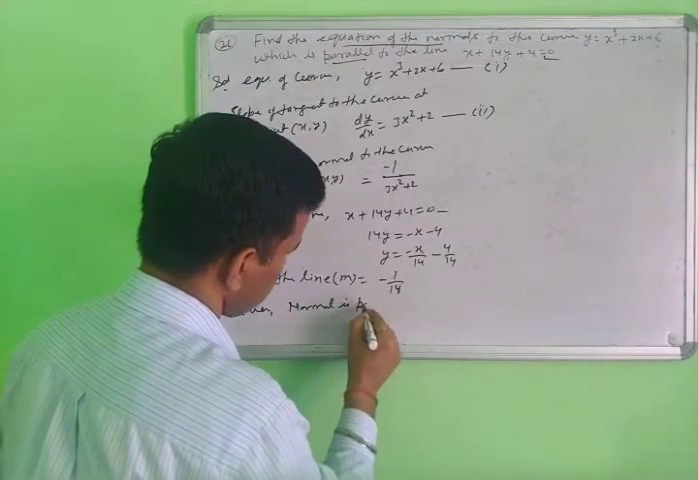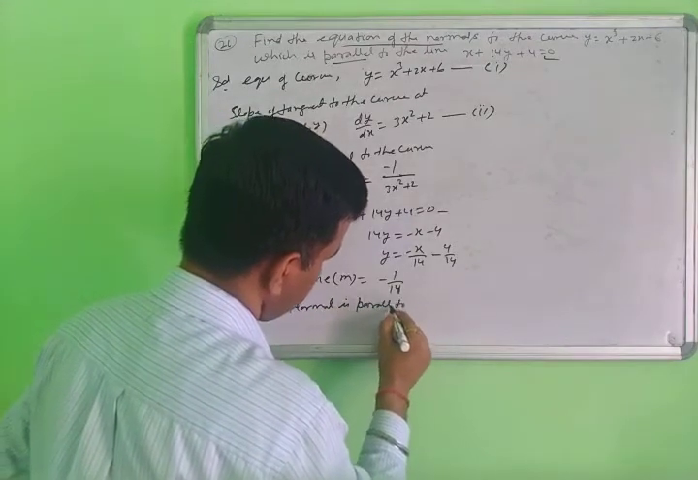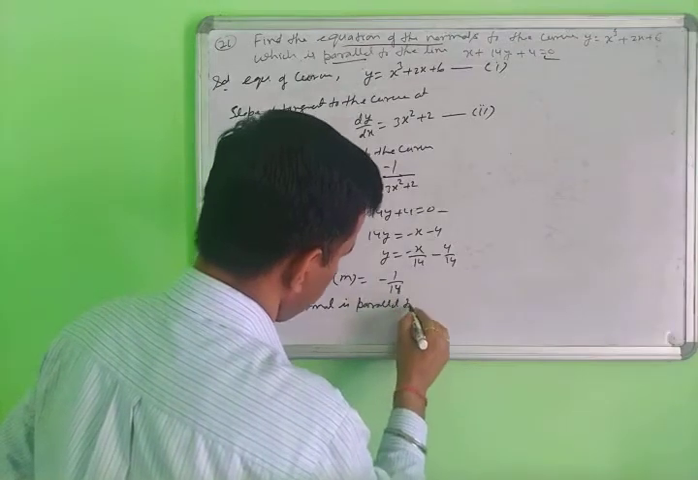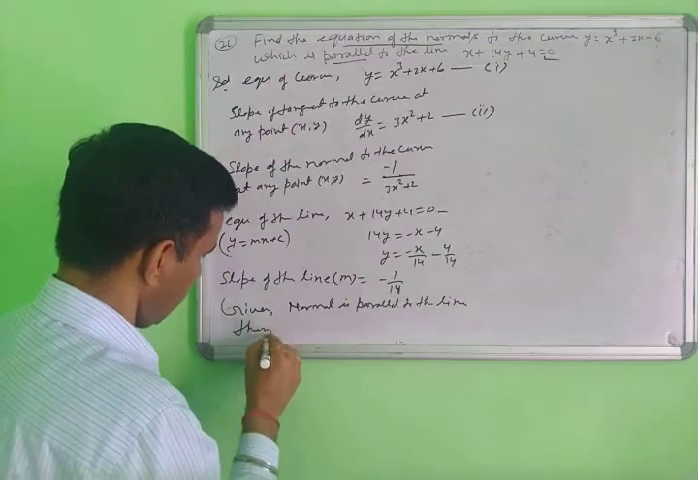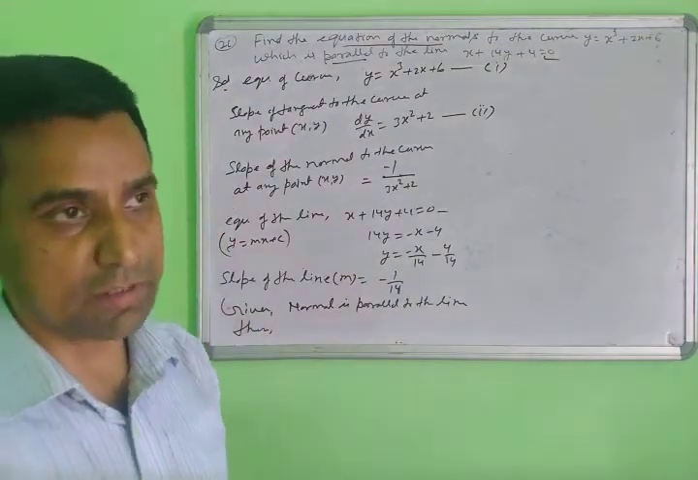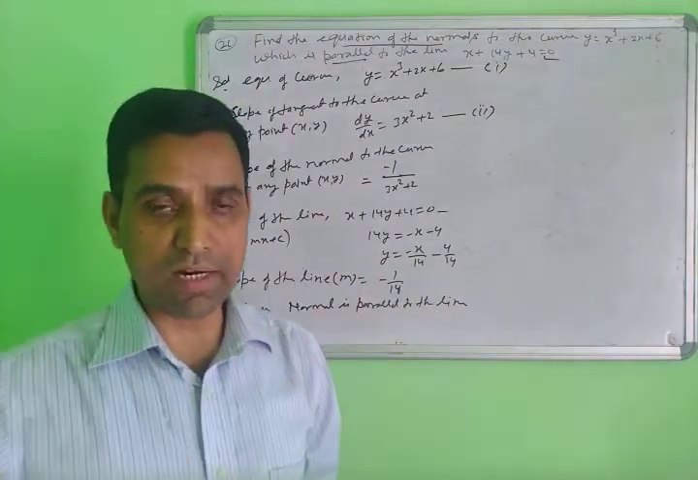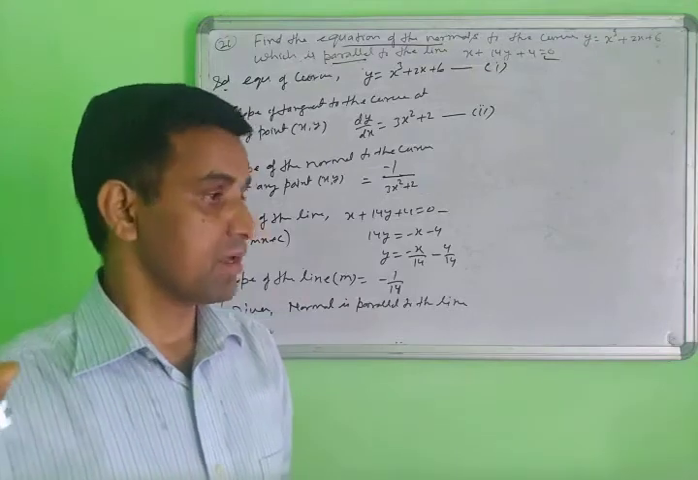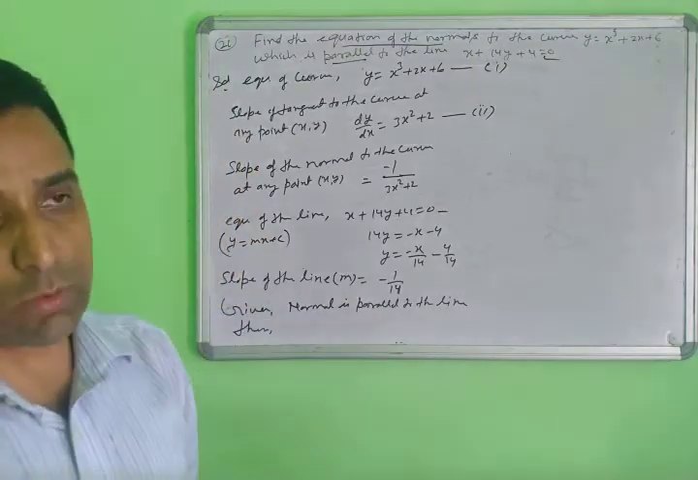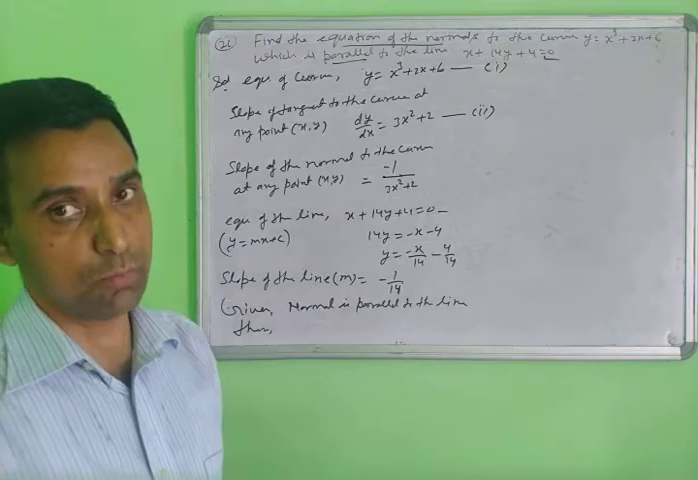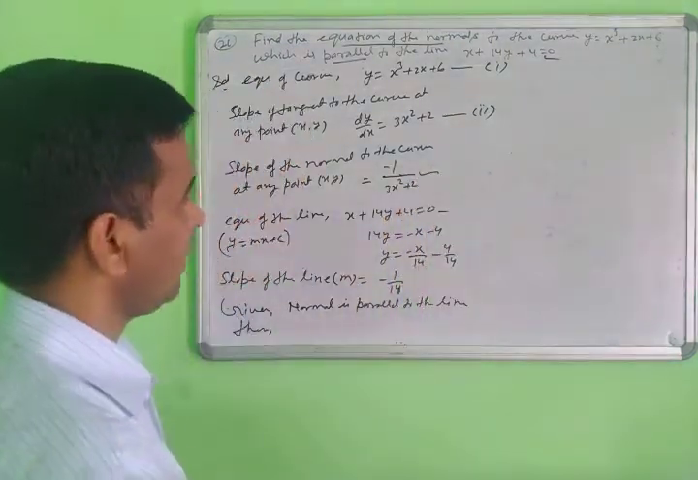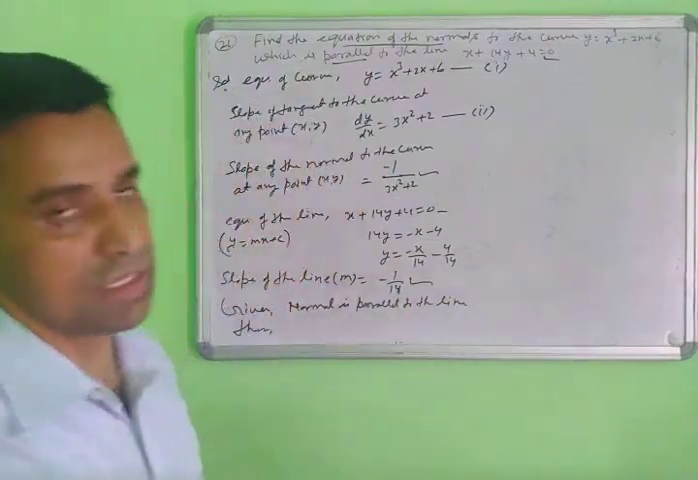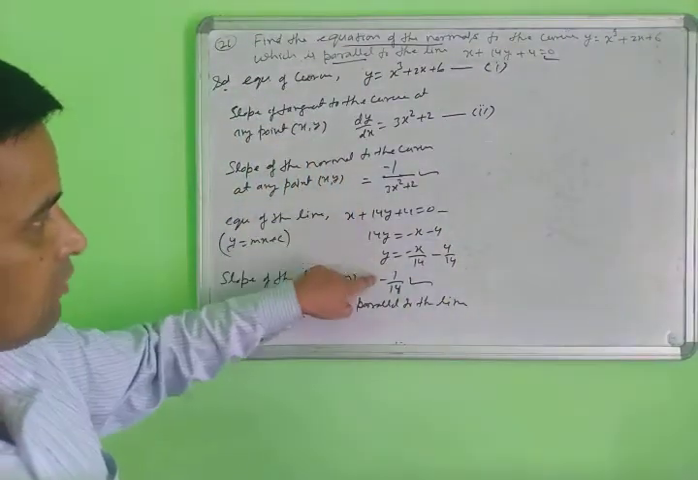The normal is parallel to the line. Then, if the normal is parallel to the line, that means the parallel condition holds here. Now, if any two lines are parallel, then their slopes will be equal. Then the slope of the normal and the slope of the line will be equal.